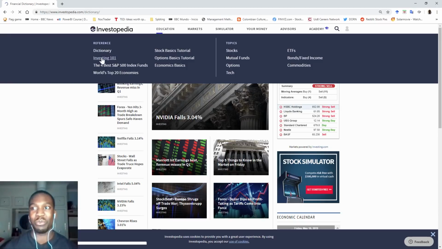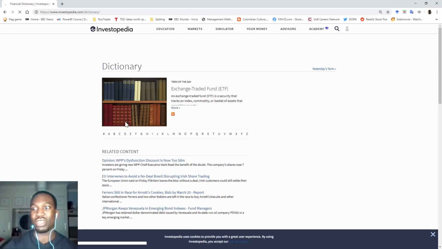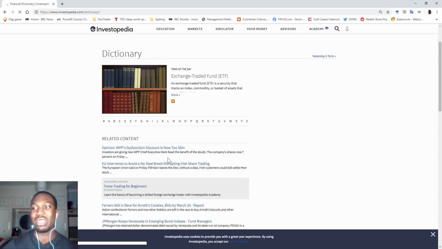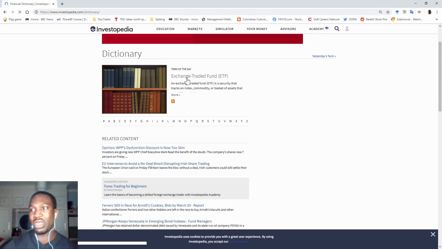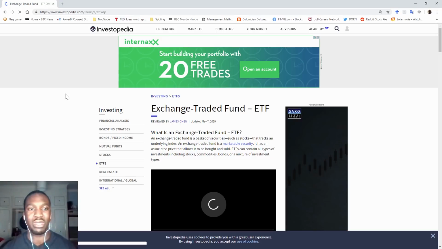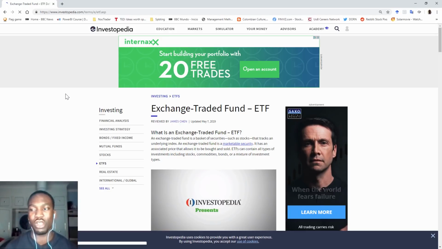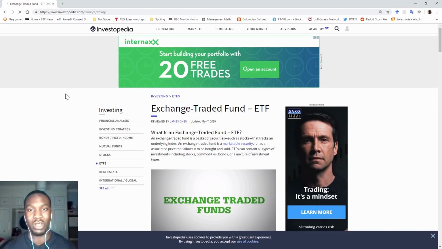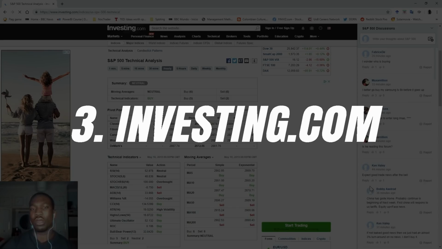Or dictionary per se. So if you go in the dictionary, pretty much any term that's related to the stock market that you don't know about, they'll have a great definition of it. Like the term of the day is ETF. So for any new traders that don't really know any information about the stock markets, and want to learn great textbook definitions of terms regarding the stock market, I'd say go to Investopedia.